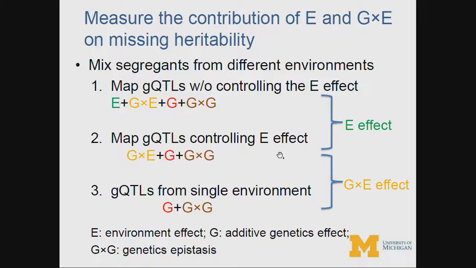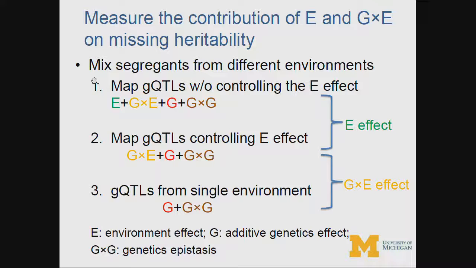Another question I ask is how much of the environment effect and G by E effect contribute to missing heritability. Because we have 47 different environments and 1,005 segregants, we could artificially mix segregants from different environments to represent the human population, where different humans have different environments.